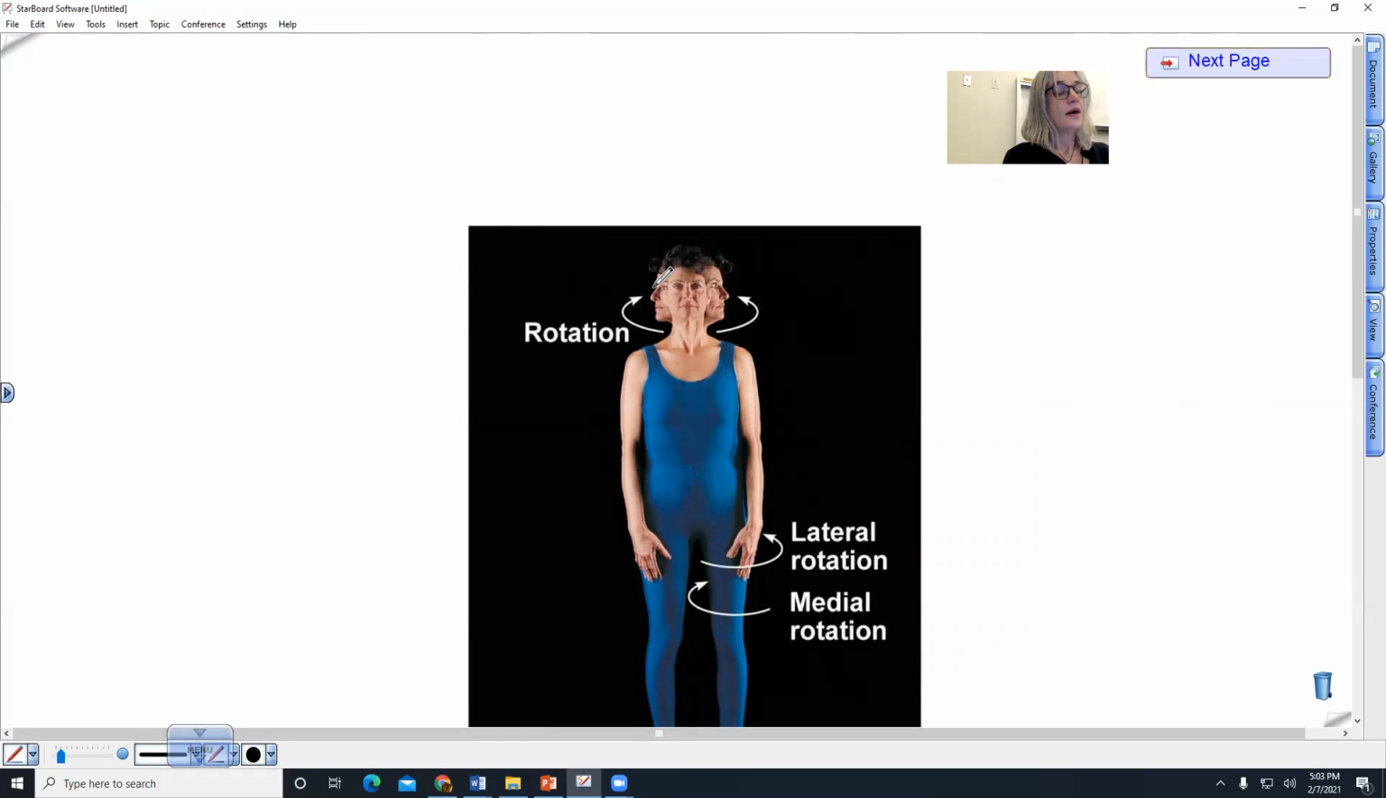Rotation of the head. We have rotation of the thigh, for example. We could rotate it and turn our toes in, and that would be towards the midline. So that's medial rotation. We could turn the toes out, and that would be lateral rotation. So gliding, and then angular movements, and then rotational movements.